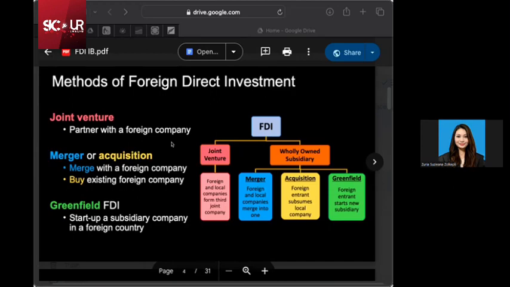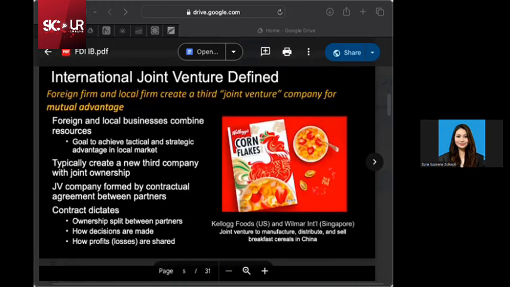And then for Greenfield FDI, this is where you start a business. It's a wholly owned subsidiary in a foreign country. Right? You start from scratch, from the ground. A startup subsidiary company in a foreign country. So when we talk about FDI, it doesn't just involve building up your company in a foreign market or host country. Merger and acquisition with a foreign company is also considered FDI, and joint venture as well. Okay, partner up with a foreign company in a host country.